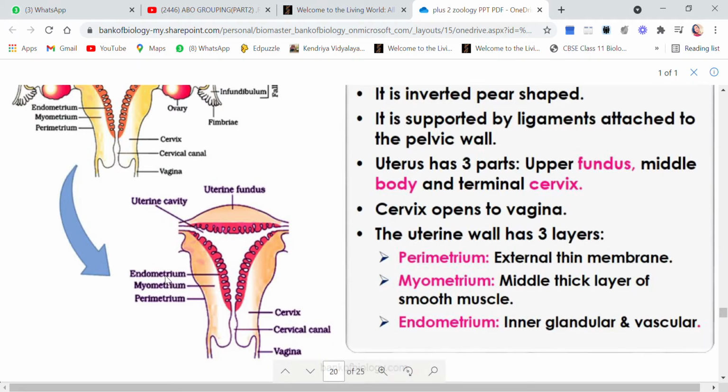And the innermost layer, which is very important, is the endometrium. Now this layer is made up of many glandular and vascular tissues. That means it contains a lot of glands and vessels. So the endometrium is the innermost, then comes the myometrium, which is made up of smooth muscles, and the perimetrium, which is quite thin.